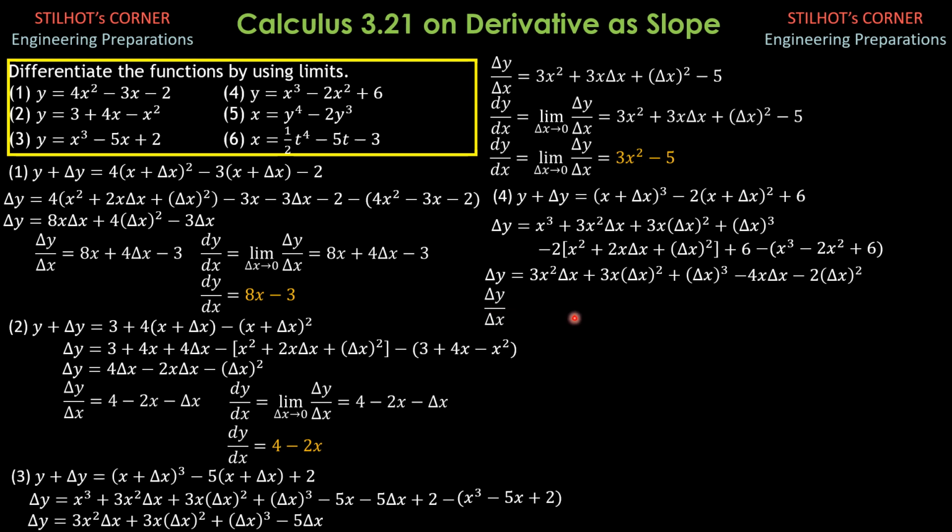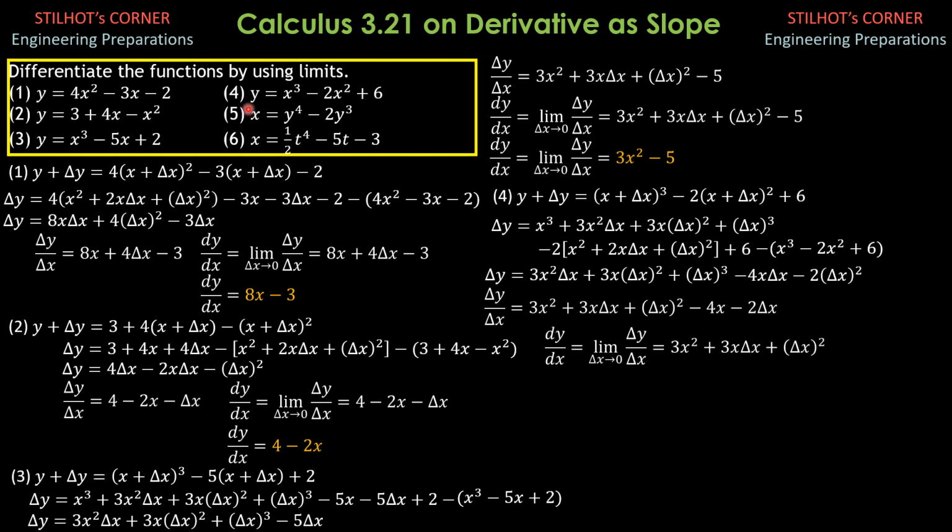Dividing everything by delta x, delta y over delta x equals 3x squared plus 3x delta x plus delta x squared minus 4x minus 2 delta x. And the derivative of y with respect to x is the limit of this ratio as delta x approaches 0. So therefore, the derivative of y with respect to x for exercise 4 is 3x squared minus 4x.